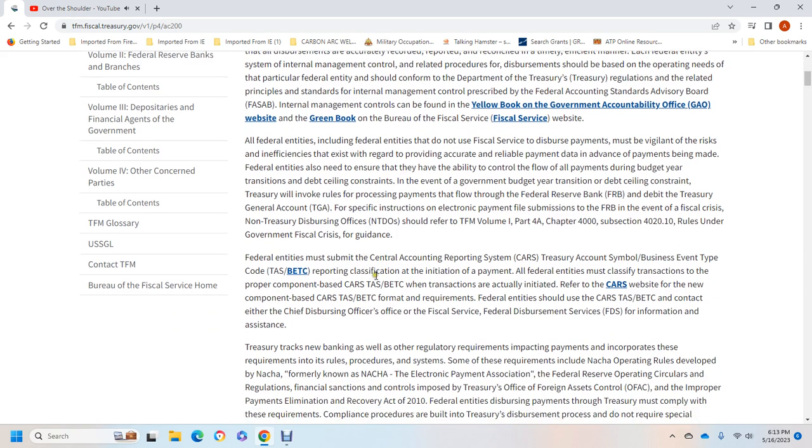Treasury tracks new banking as well as other regulatory requirements that impact payment, which have been incorporated into the requirements and rules of the system. Some of the requirements include the National Automated Clearing House operating rules, Federal Reserve operating circulars, regulations, financial sanction controls imposed by the Treasury Office of Foreign Assets Control, and the Improper Payments Elimination and Recovery Act of 2010. Federal entity disbursement payments through the Treasury must comply.